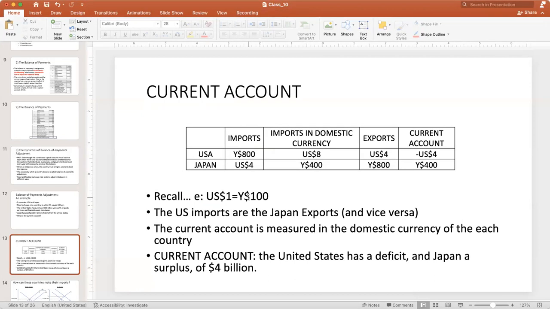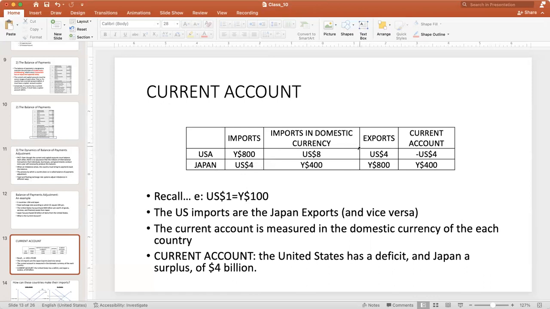So if we make the translation, well, these 800 billion yen are in fact 8 billion US dollars, and these 4 billion US dollars are 400 billion yen. So again, we now have the imports in the domestic currency of each country.